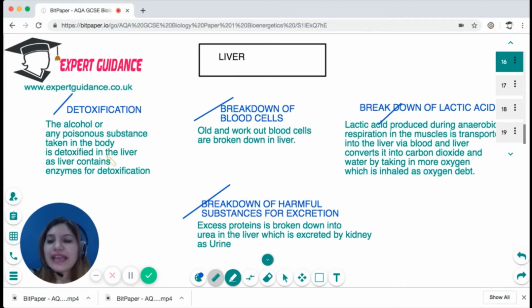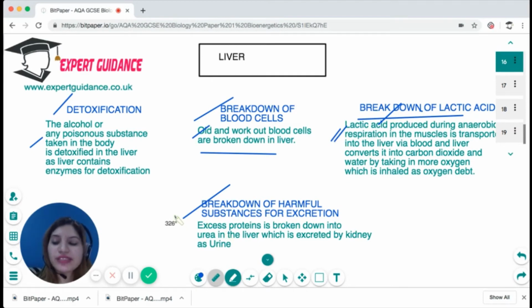So when we take in excess alcohol, that is broken down by your liver. When the blood cells are old, they are worn out, they are broken down in the liver. The lactic acid that is produced by anaerobic respiration is also converted into carbon dioxide and water by the liver, and that is the oxygen debt. And the harmful protein, the proteins cannot be stored in the body, so it is the liver that converts it into urea, which is excreted by the kidney as urine. Okay, so I hope you will remember all the functions of the liver.